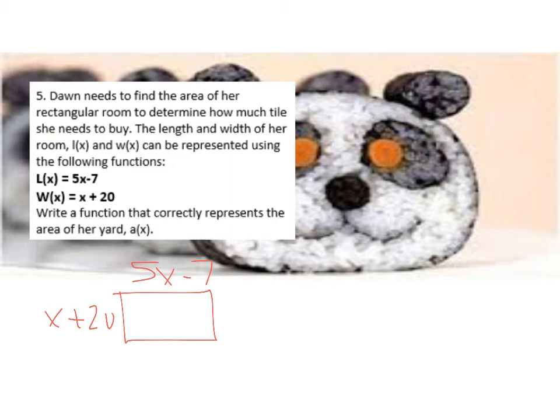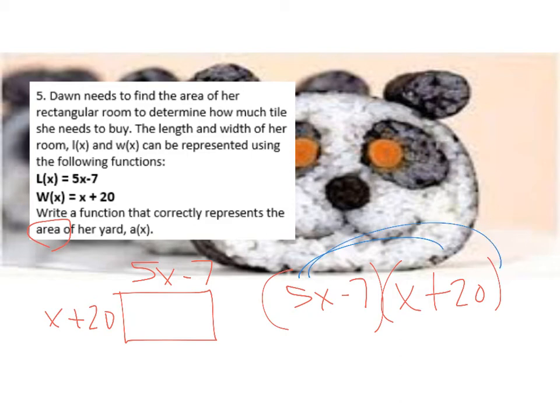We want to write a function that correctly represents the area. Okay? Area of a rectangle is length times width. So what I need to do is multiply this. And this goes back to that first unit we did where we just multiplied polynomials. So it's 5x minus 7 times x plus 20. We have a binomial times a binomial, so we're going to do a little FOIL. Of course, when we do that, we are multiplying.